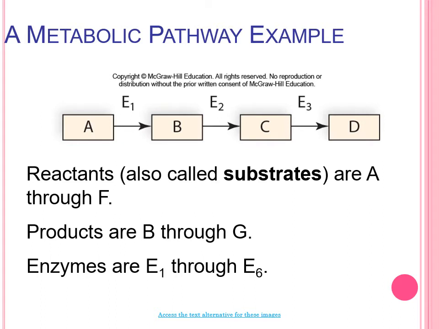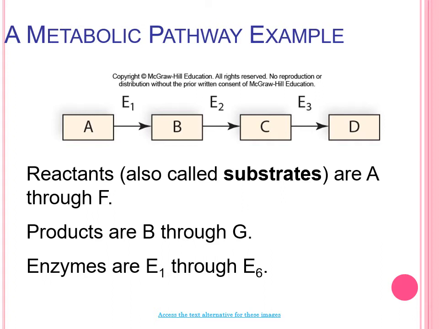So a metabolic pathway is going to be a series of chemical reactions that take place. And remember, metabolism is referring to the sum of these chemical reactions. And so A, B, C, and D are identified as individual chemical reactions. And then we see the E1, E2, E3. These are going to be the enzymes necessary to facilitate those chemical reactions.